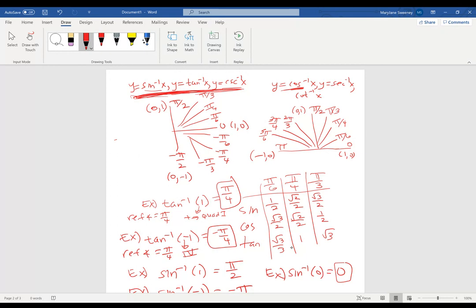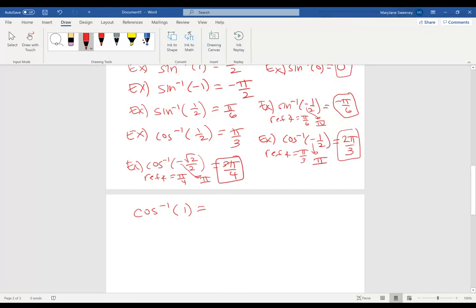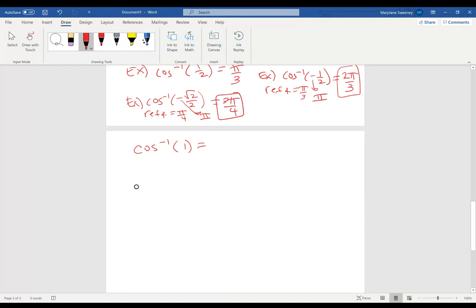Cos is 0 at pi over 2. Cos is negative 1 at pi. So cos is 1 at 0 radians. Where is cos negative 1? That's, as we said, at pi. And inverse cos of 0: where is cos 0? At what angle? Pi over 2.